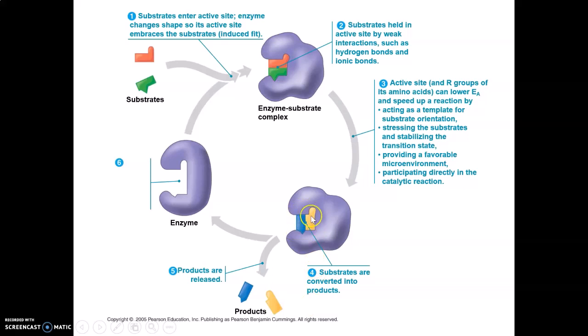When the products change shape and change into a new chemical compound, they are less attracted to that active site and they are able to leave the enzyme. And so finally in step 6, now we have the active site is available for new substrates. So this whole process can start over again.